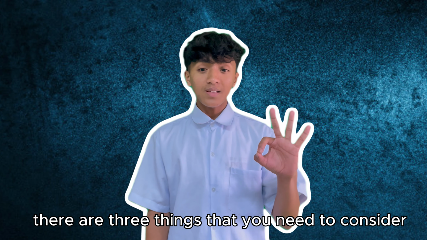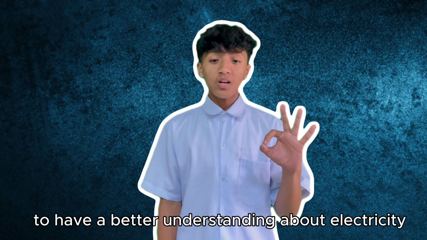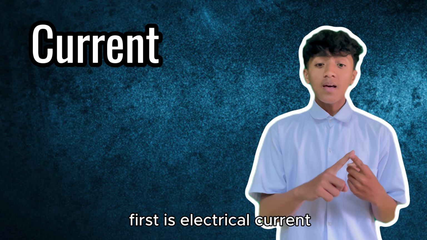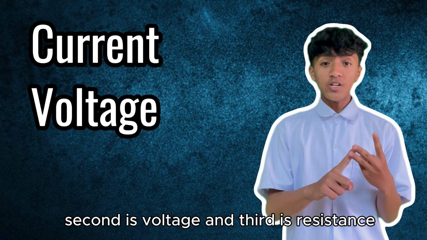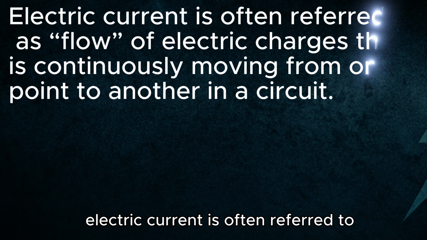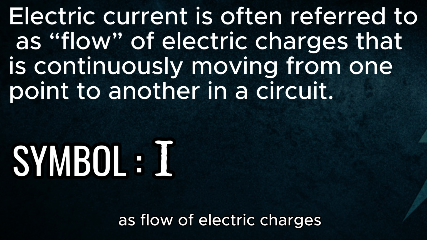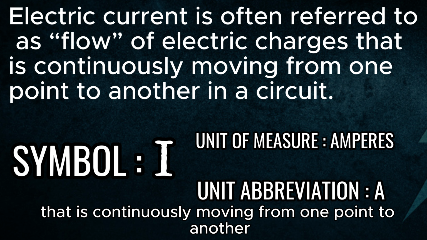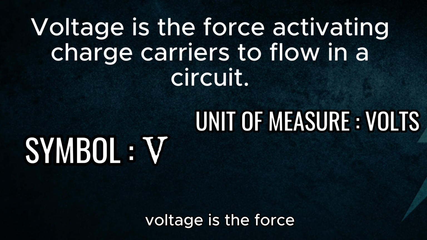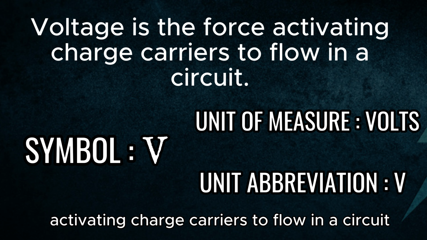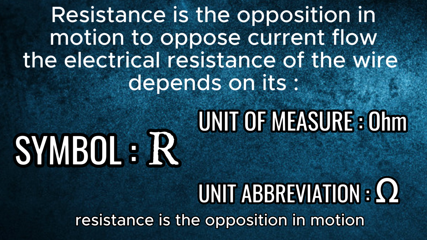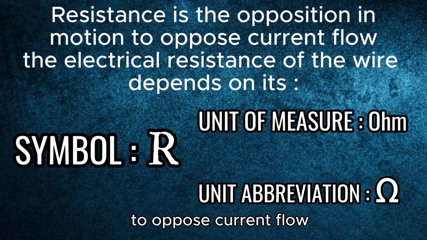There are three things that you need to consider to have a better understanding about electricity. First is electrical current, second is voltage, and third is resistance. Electric current is often referred to as flow of electric charges that is continuously moving from one point to another in a circuit. Voltage is the force activating charge carriers to flow in a circuit. And lastly, the resistance. Resistance is the opposition in motion to oppose current flow.